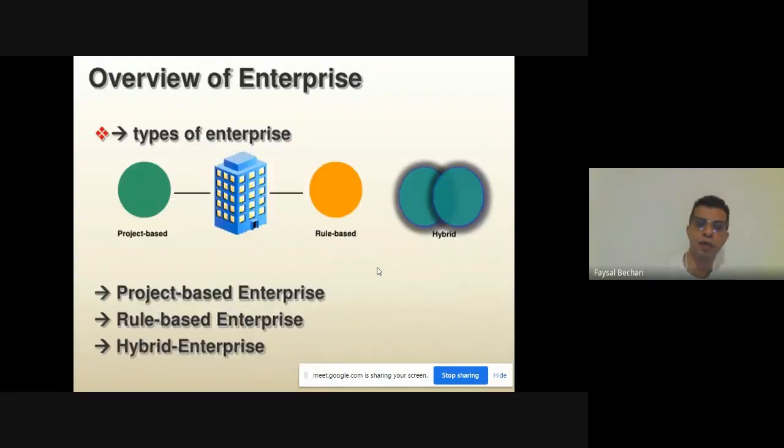Now, as we said, some organizations are project based and some are role based. Most ministries are role based. Some hospitals, some telecommunication companies, and some building companies are project based, or it could be a combination, a hybrid. So there are project based enterprises, there are role based enterprises, and there is a hybrid between both.